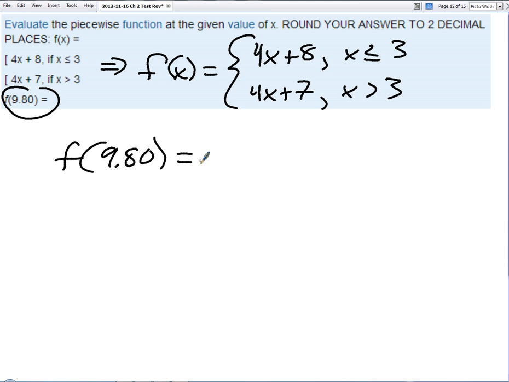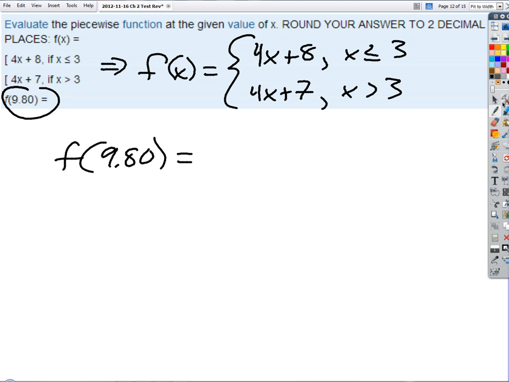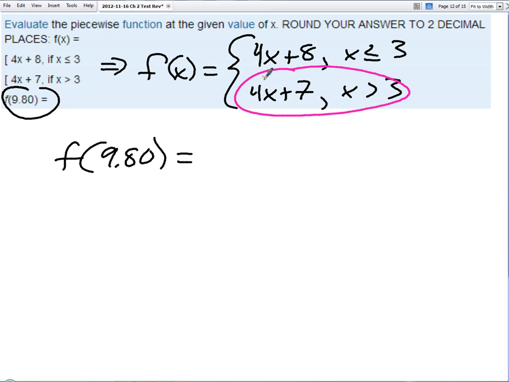The bottom's true. Ashley? Yeah, okay, good. 9.8 is bigger than 3, good. So I'm gonna use the bottom piece, right? And so this is just equal to 4 times 9.8 plus 7, which just gives me an answer, okay?